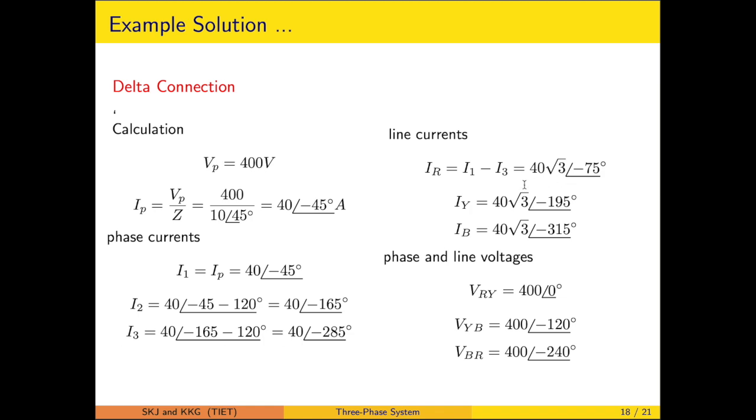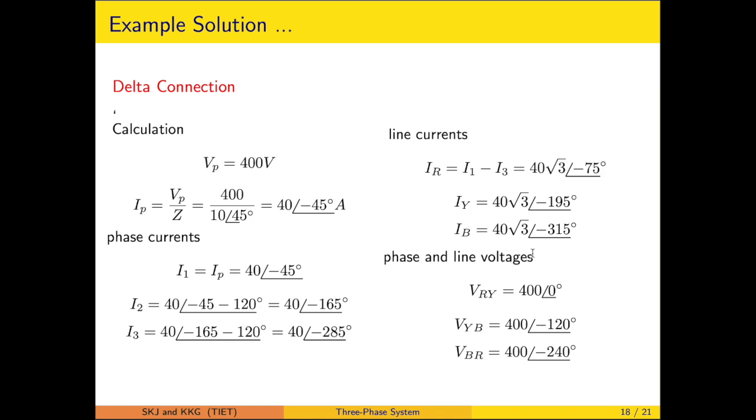The line current is having a property that the magnitude is root 3 times the phase current, so 40 multiplied by root 3, but this is lagging by 30 degree to the phase current. So here the phase current is having angle minus 45 degree. This is further lag by 30 degree, so that is resulting into minus 75. Iy is of the same magnitude 40 root 3, but angle will be for lagging by 120 degree to the IR, so that particular will be minus 195. In this way you will be able to calculate.